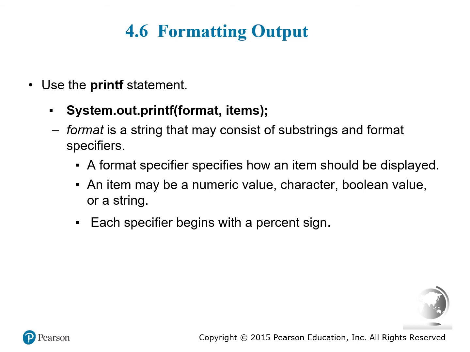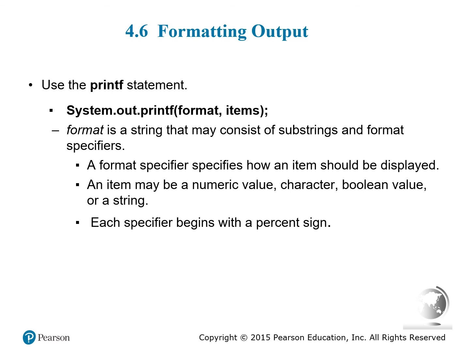Items can be a Boolean value, so true or false, a single character, a decimal integer, which is just an integer, a floating point number, so a double or a float, a number in scientific notation, or a string. Each of these has a corresponding specifier. The format is enclosed in double quotes and followed by a comma. The items list corresponds to the format specifiers in the same order as listed.